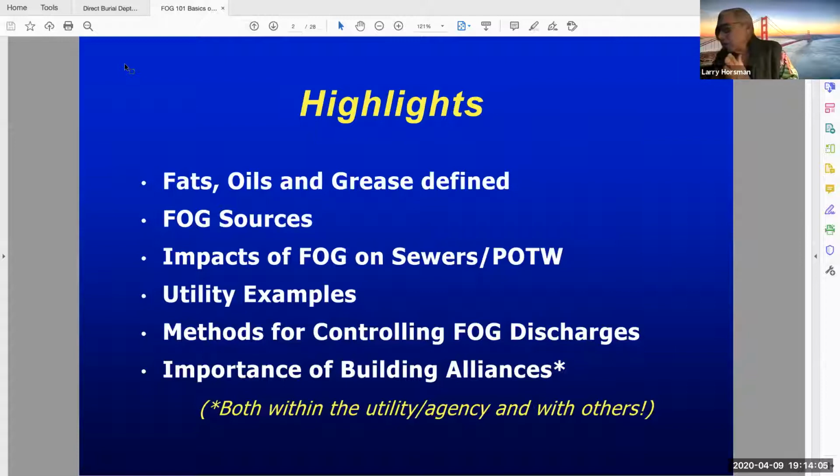POTW, that's a publicly owned treatment works, so they're really talking about a sewer facility there. I think there's a couple pictures in here. Let's just take a quick look. I'll send this out to you.